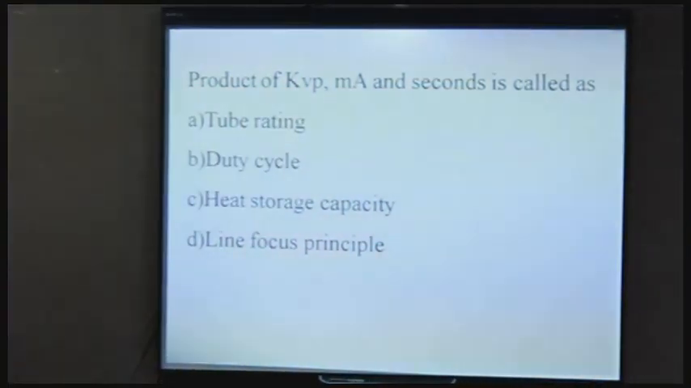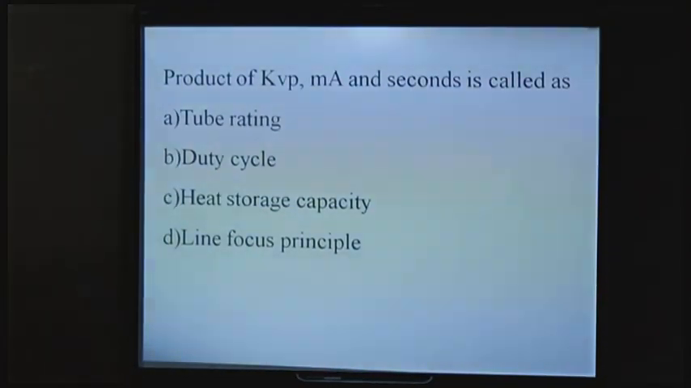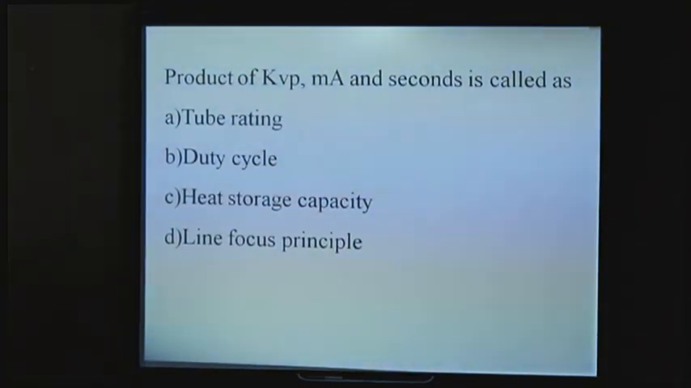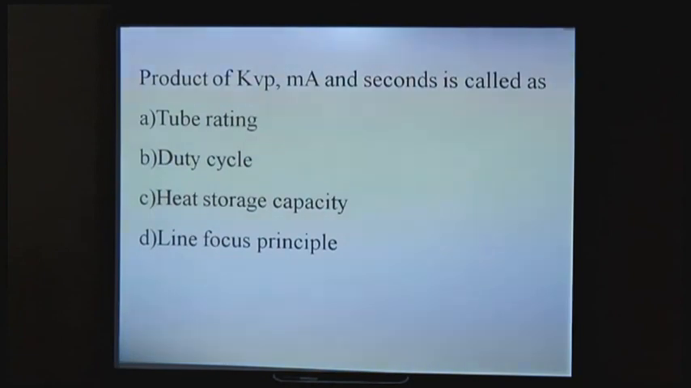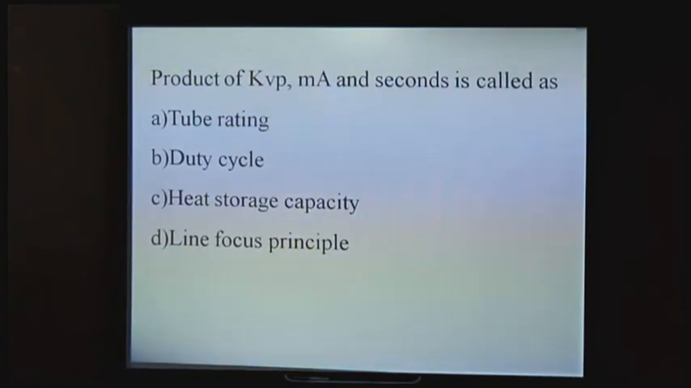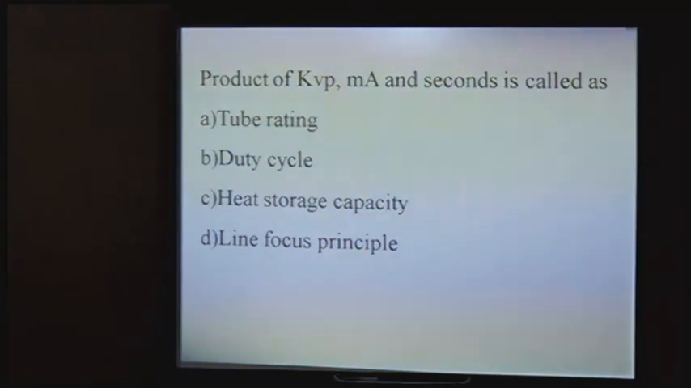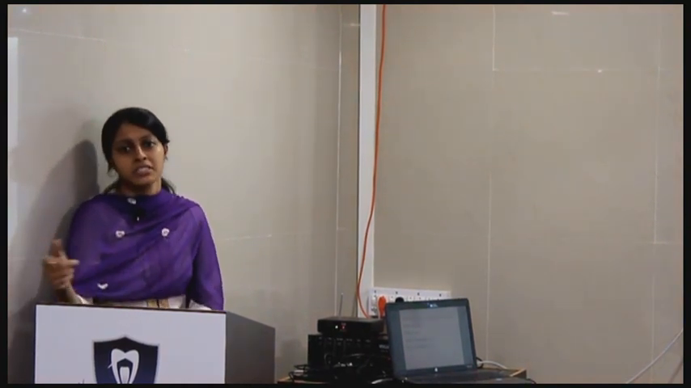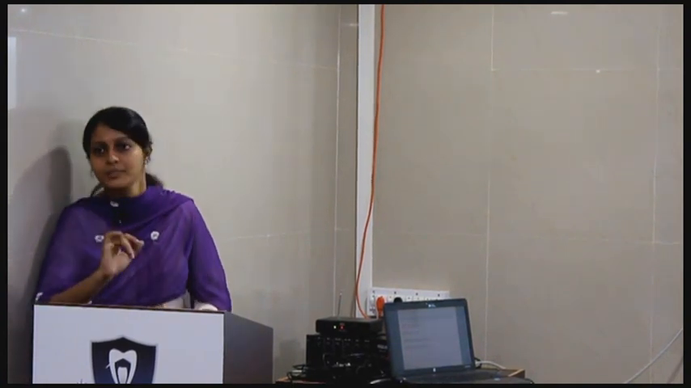The product of KVP, MA and seconds is called heat storage capacity. What is tube rating? The rate at which successive exposures can be made is called the duty cycle.